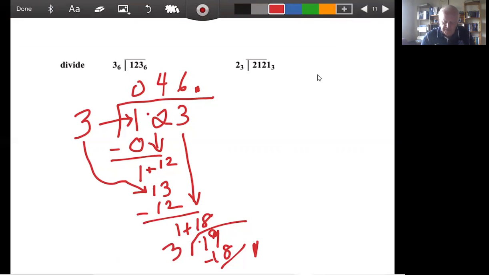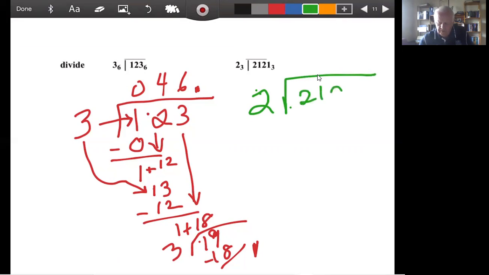Okay, let's do the other one. We have 2, and we're in base 3 now. So we have 2, 1, 2, 1. These are all in base 3.